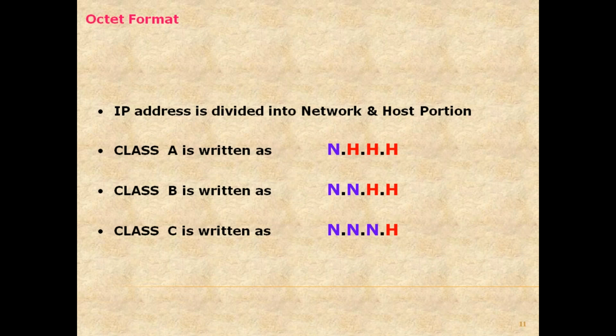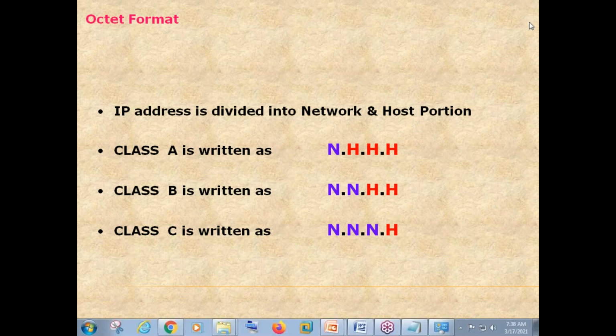So class A, class B, class C are divided: class A is divided into one network and three hosts. Class B is divided into two networks and two hosts. And coming to class C, it is divided into three networks and one host. This is the octet formation of your IP version 4. And coming to class D and class E, we cannot use class D and class E anywhere. So there is no network portion and no host portion there. The network and host portions are there only in class A, B, and C numbers. Nothing in class D or class E. Class D and class E are reserved for special purposes.